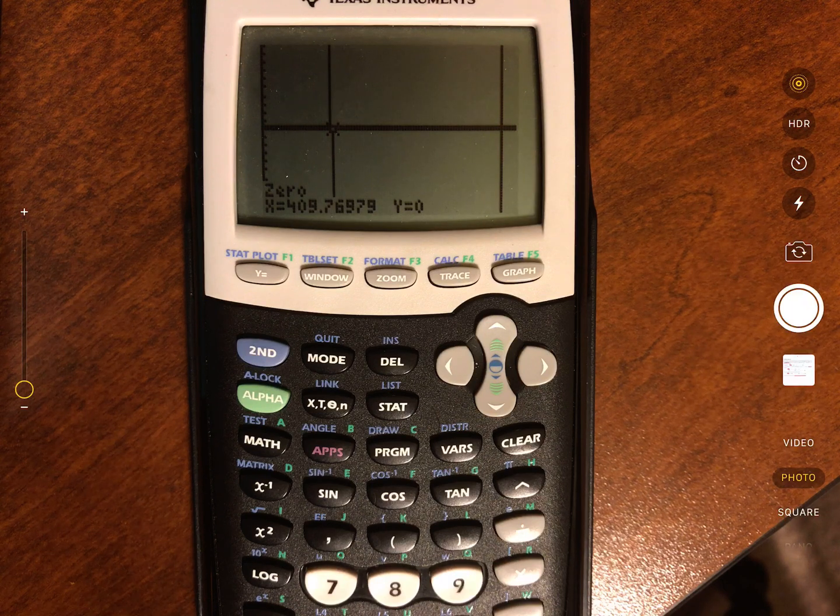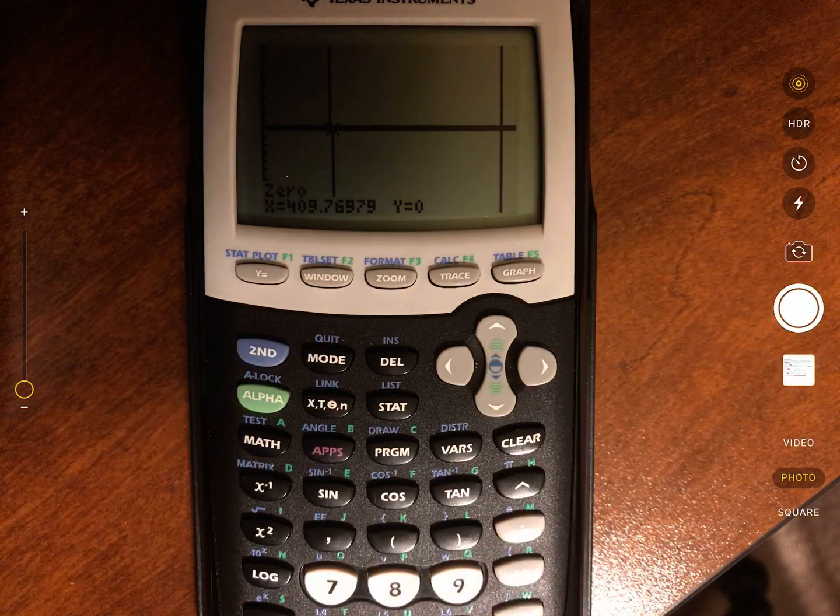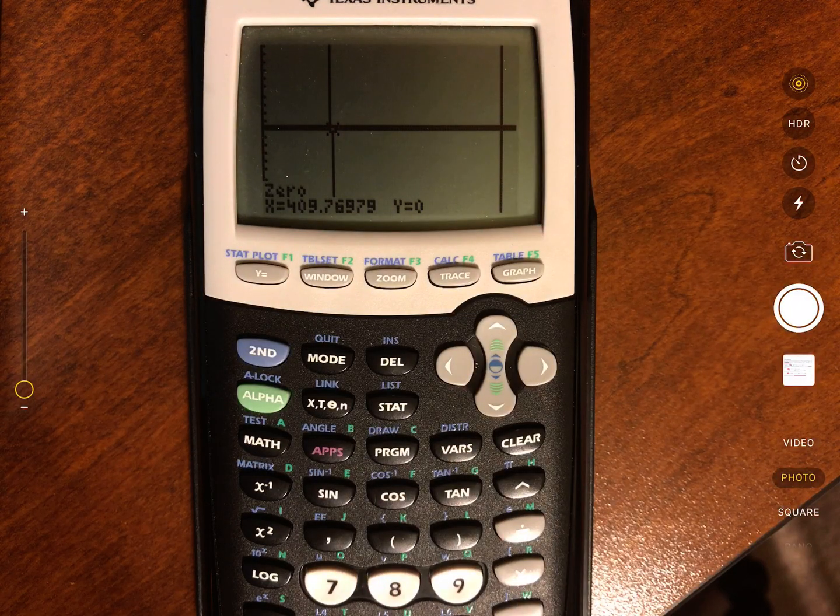409.77 or 409.8. Remember, this was one of our critical numbers to figure out now where my profit was increasing or decreasing. Testing intervals on each side of this critical number to figure out if my derivative is positive or negative.